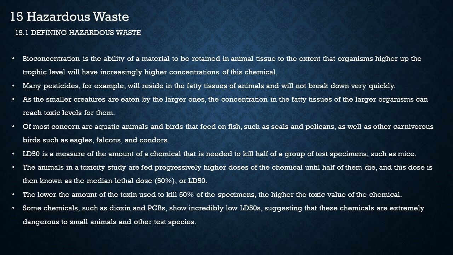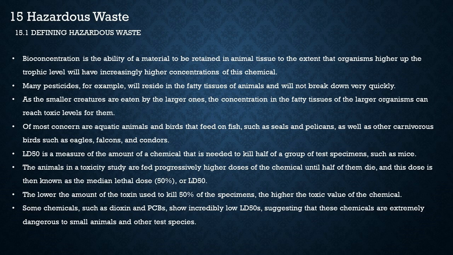Bioconcentration is the ability of a material to be retained in animal tissue to the extent that organisms higher up the trophic level will have increasingly higher concentrations of this chemical. Many pesticides, for example, will reside in the fatty tissues of animals and will not break down very quickly. As the smaller creatures are eaten by the larger ones, the concentration in the fatty tissues of the larger organisms can reach toxic levels for them. Of most concern are aquatic animals and birds that feed on fish, such as seals and pelicans, as well as other carnivorous birds such as eagles, falcons, and condors.